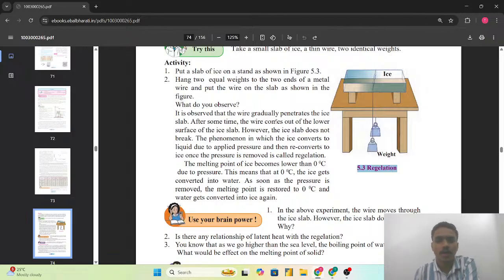It is observed that the wire gradually penetrates the ice slab. After some time, the wire comes out of the lower surface of the ice slab. However, the ice slab does not break. The phenomenon in which the ice converts to liquid due to the applied pressure and then reconverts to ice once the pressure is removed is called regelation.